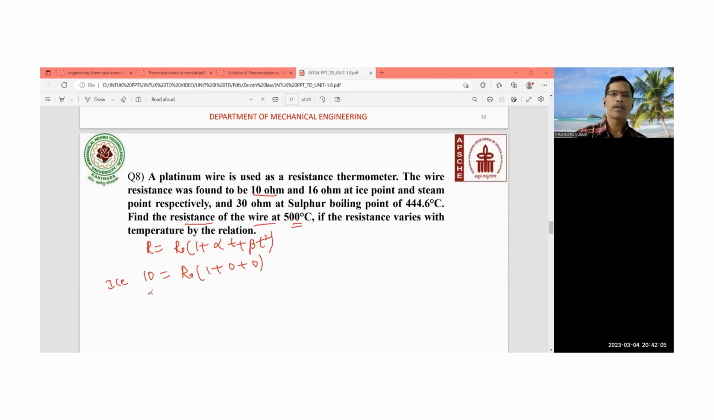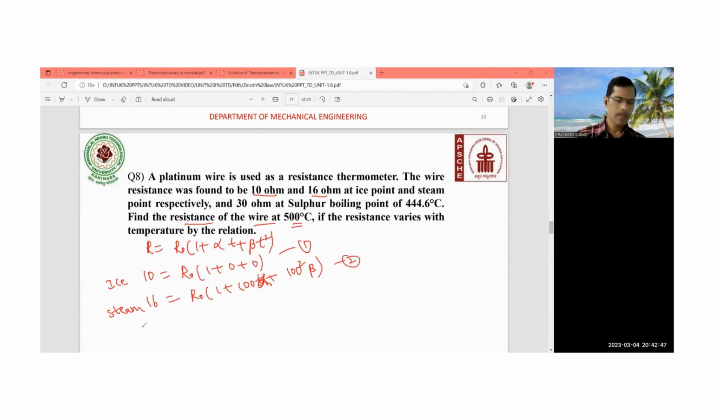Next, at the steam point, it is given as 16 ohm. So at the steam point, 16 is equal to R naught into 1 plus 100 alpha plus 100 square into beta. So this is one equation, and this is the second equation.